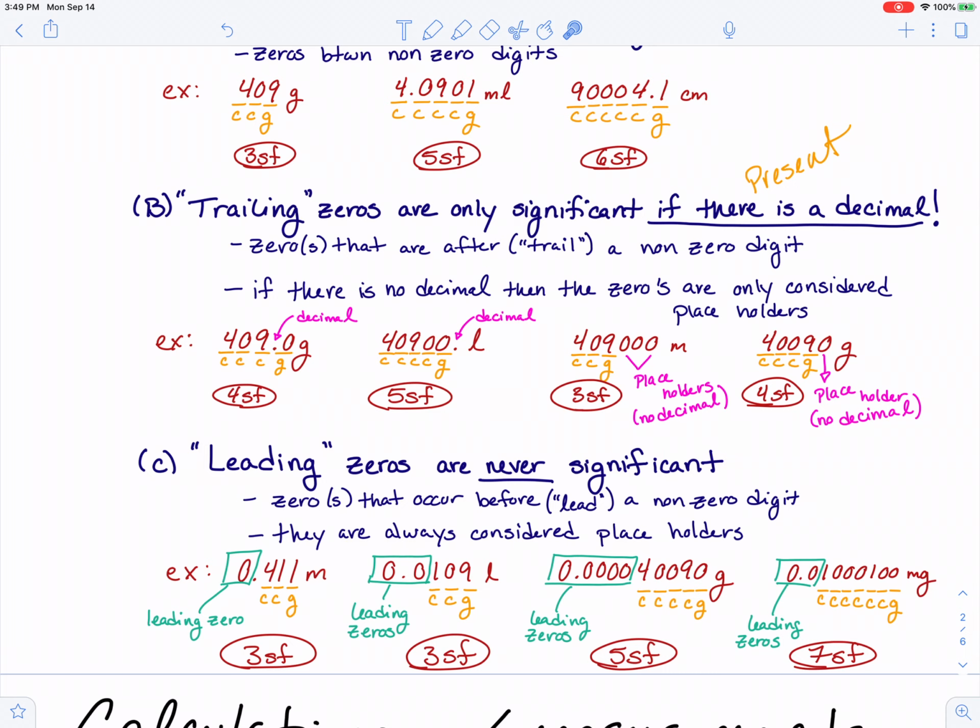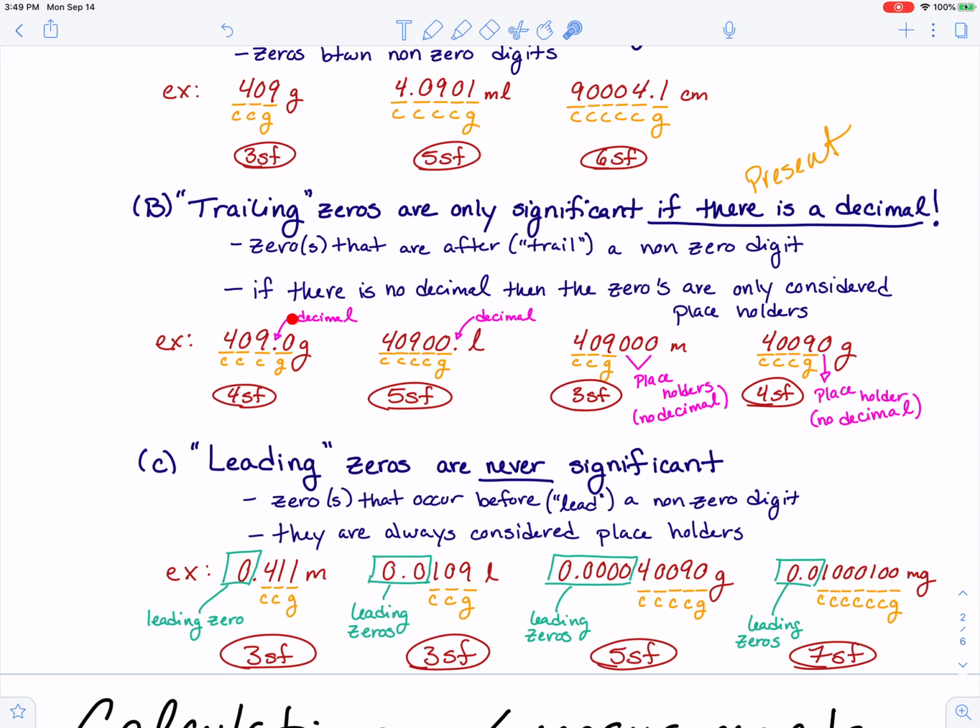All they're doing is telling you that the 9 is supposed to be in the hundreds place or the thousands place. It's not actually part of the measurement. So we're saying that we're working with maybe a not very precise tool here, but we need a placeholder to tell us where that value goes. So let's look at some examples.